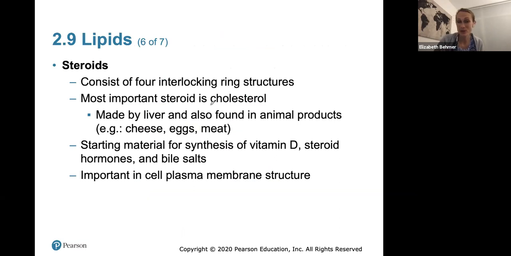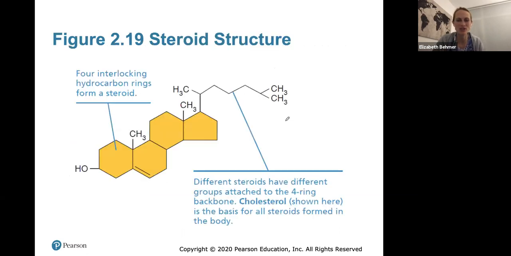Steroids then consist of 4 interlocking ring structures. The most important steroid is cholesterol, which is made by the liver and often found in animal products like cheese, eggs, and meat. The steroids are starting materials for synthesis of vitamin D, steroid hormones, and bile salts. And steroids also play an important role in the cell membrane structure. You should know what a steroid looks like. Steroids are very unique because they have these 4 interlocking hydrocarbon rings. And this forms a steroid.